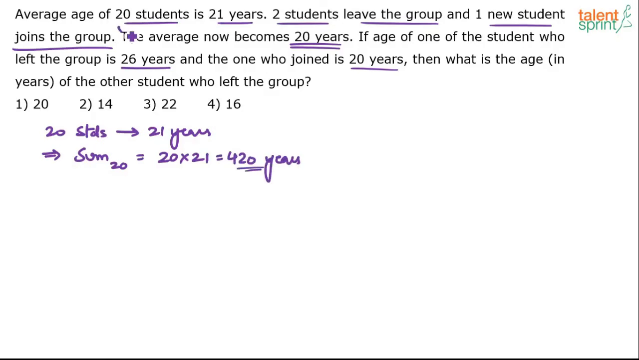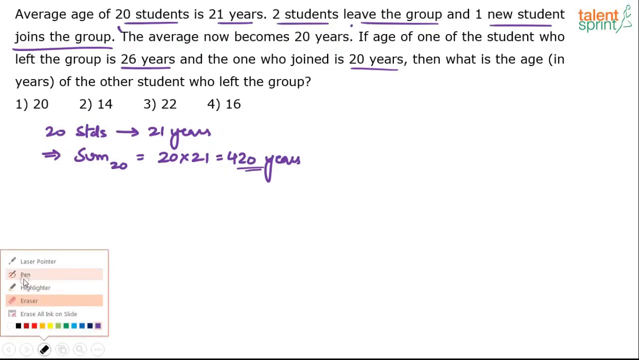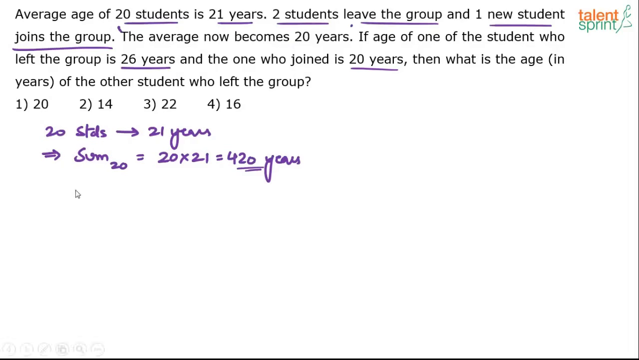Now let's focus on this point. He says the average now becomes 20 years. When does the average become 20 years? After 2 people left the group and 1 person joined the group. 2 students left the group and 1 new student joined this group. Then the average becomes 20 years, right? So let's work on that. Now, the new average, let's say average dash is equal to 20.